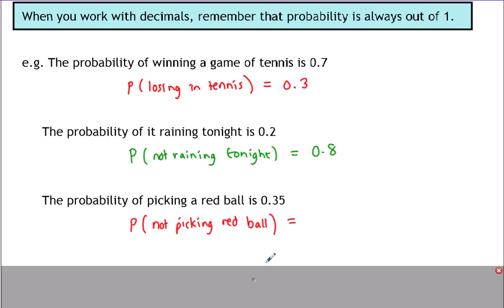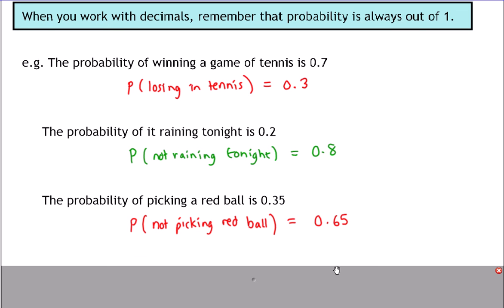So 1 take away 0.35, you can think of it like money, couldn't you? So if you've got £1 and you spend 35 pence, what's left would be 0.65. Be careful, it's not 0.75, it's 0.65. So that must be the chance of not getting a red ball. So I don't know if it's green, yellow, blue, purple. I don't know that, but I do know that if the probability of getting a red ball is 0.35, then the opposite, not getting a red ball, is 0.65.